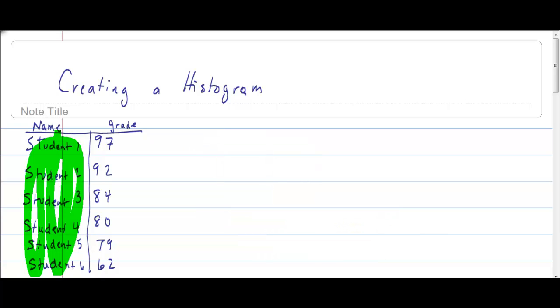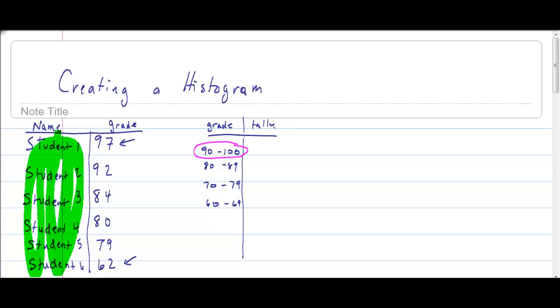First, we're going to set up our classes, and I'm going to have numbers from 90 to 100, 80 to 89, 70 to 79, 60 to 69, and I will point out that this first class actually has one extra data point that the other classes don't have. Sometimes for the first or the last class, we'll do this. We'll have the top one be an extra data point. So this is our grade, and then we're going to do a tally of how many people fall in each of those grade categories.